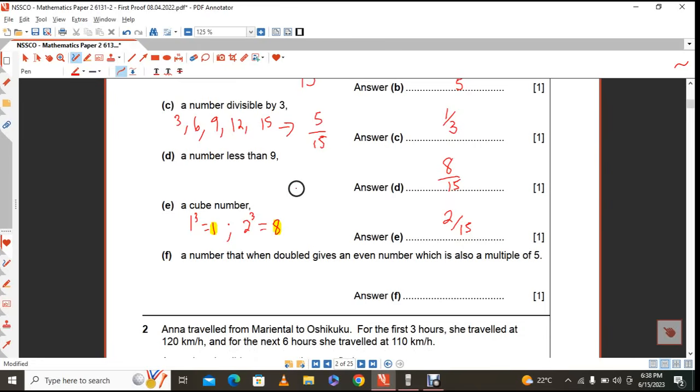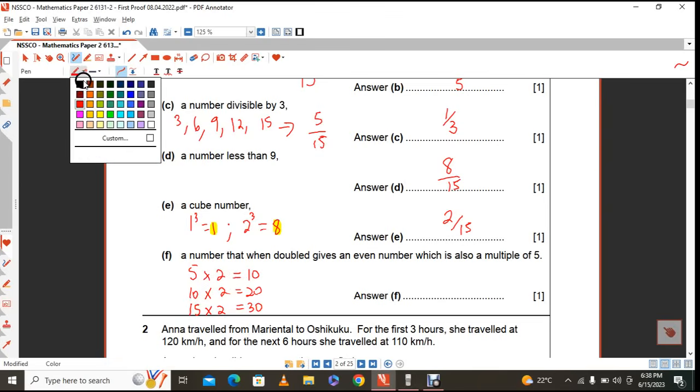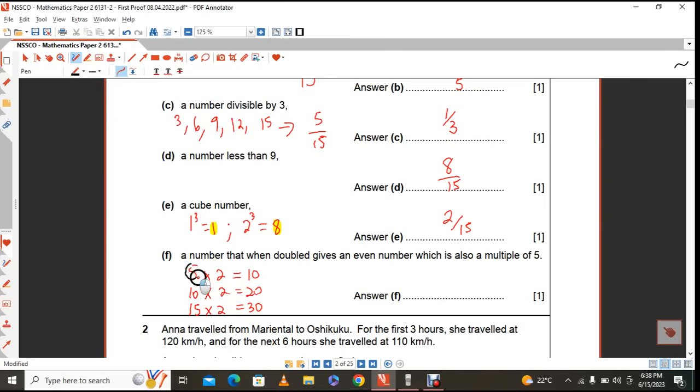A number that when doubled, from those numbers from 1 to 15, gives an even number which is also a multiple of 5. So let's take 5 from that. If you double 5, you get 10. So 5 is an answer. Another possibility is 10. When you double 10, you get 20. So 10 is a possible number. And 15 itself, when you double it, you get 30. So the numbers we're looking for are 5, 10, and 15.